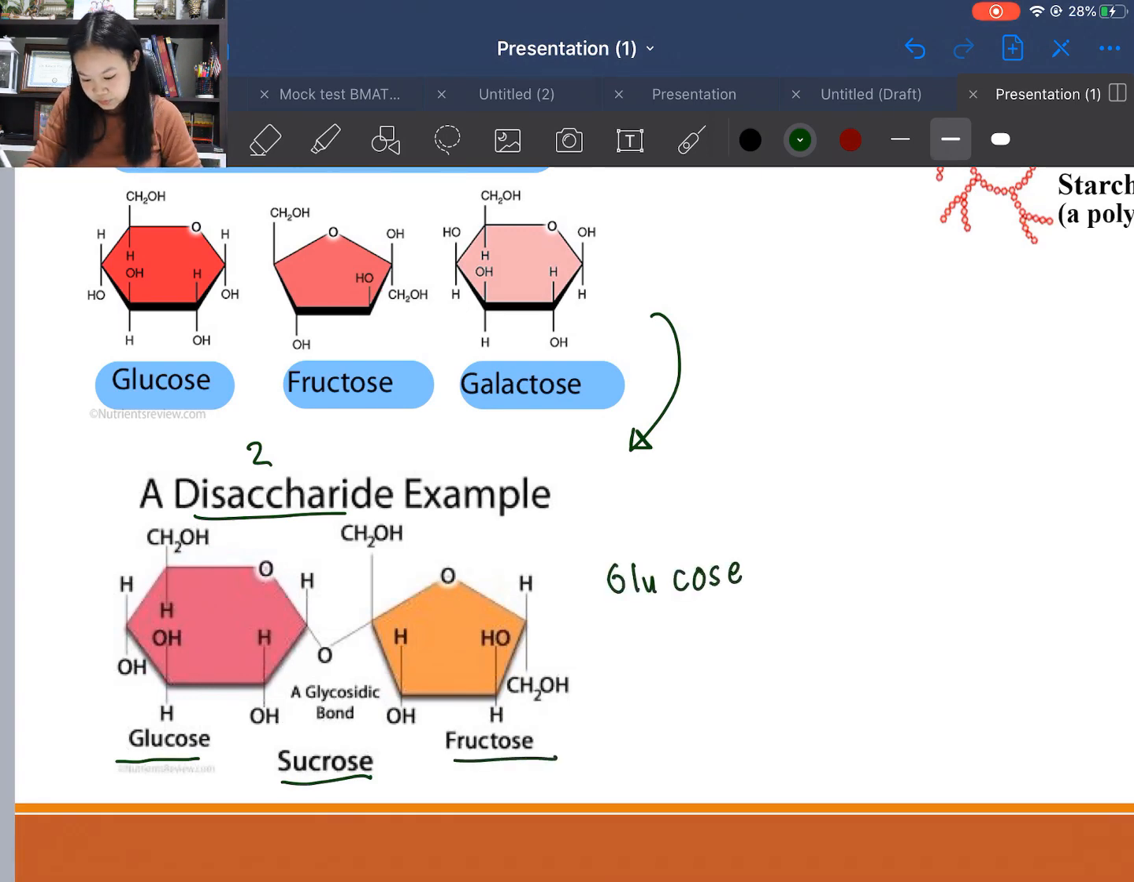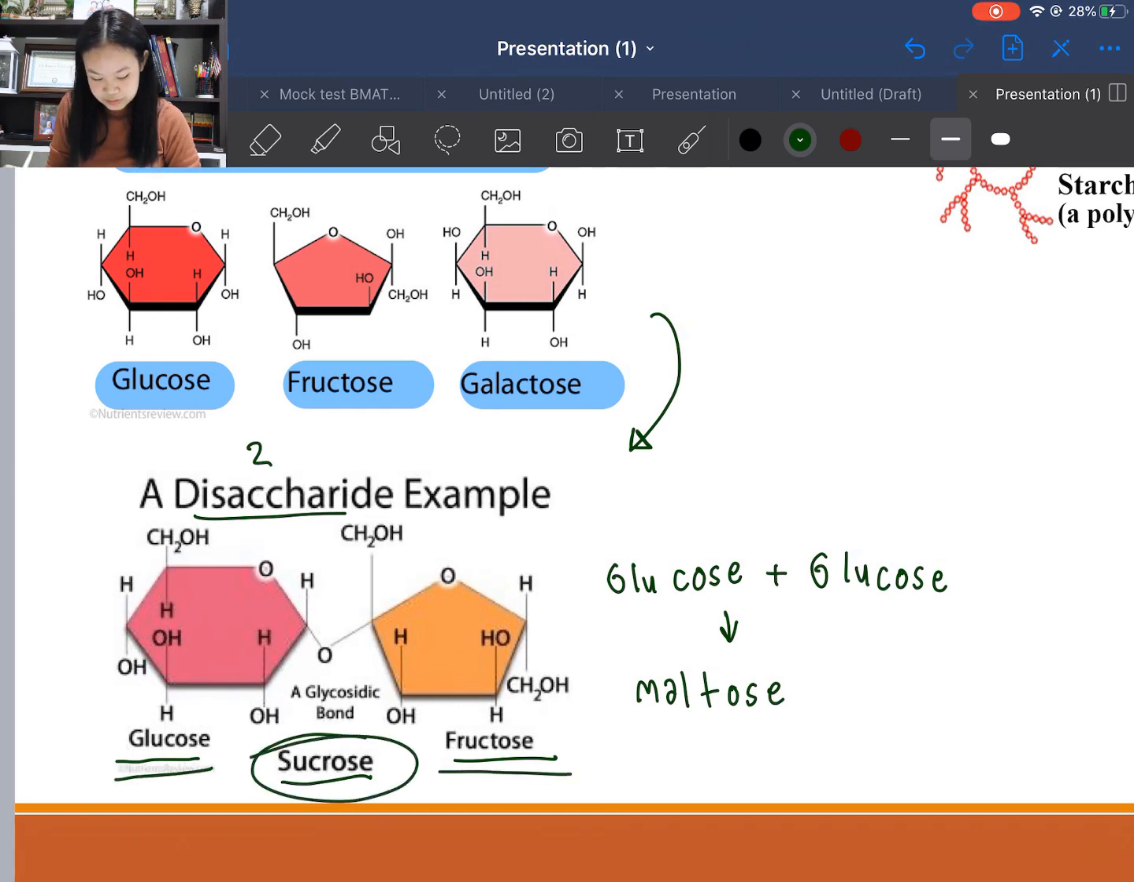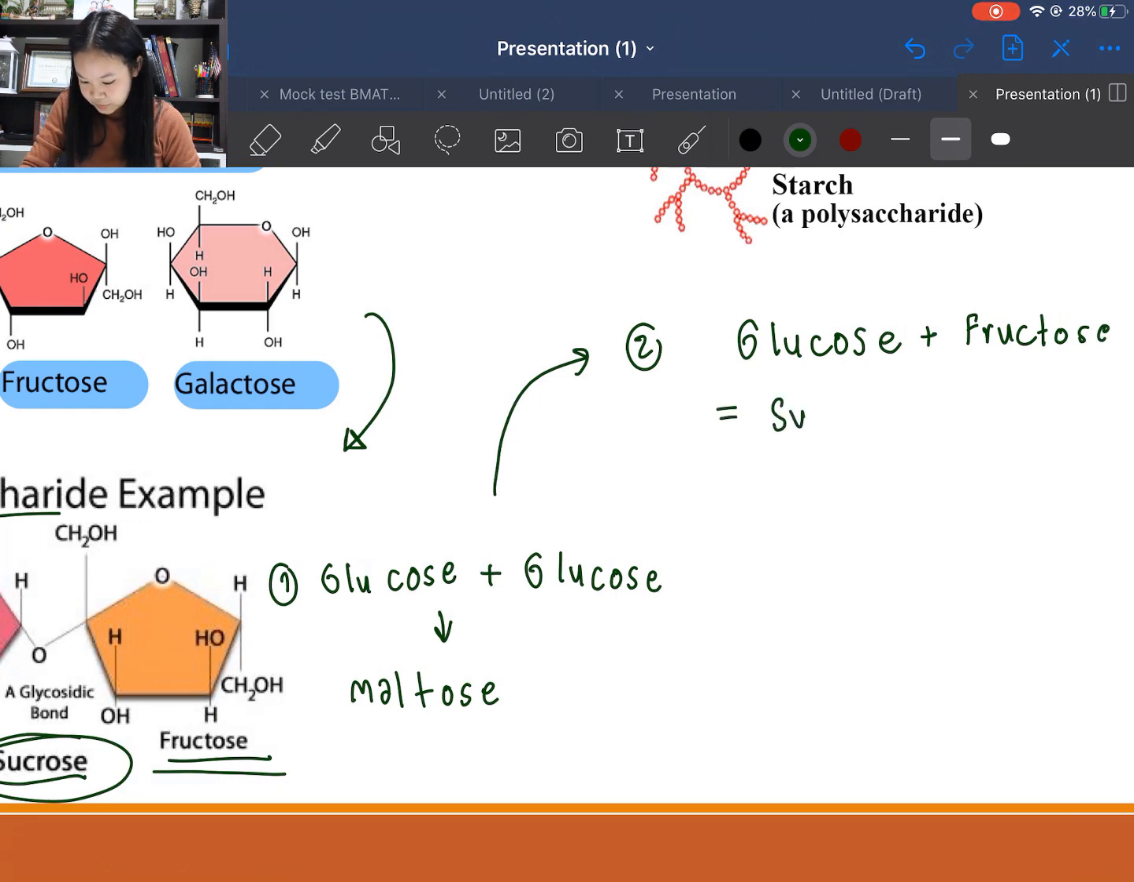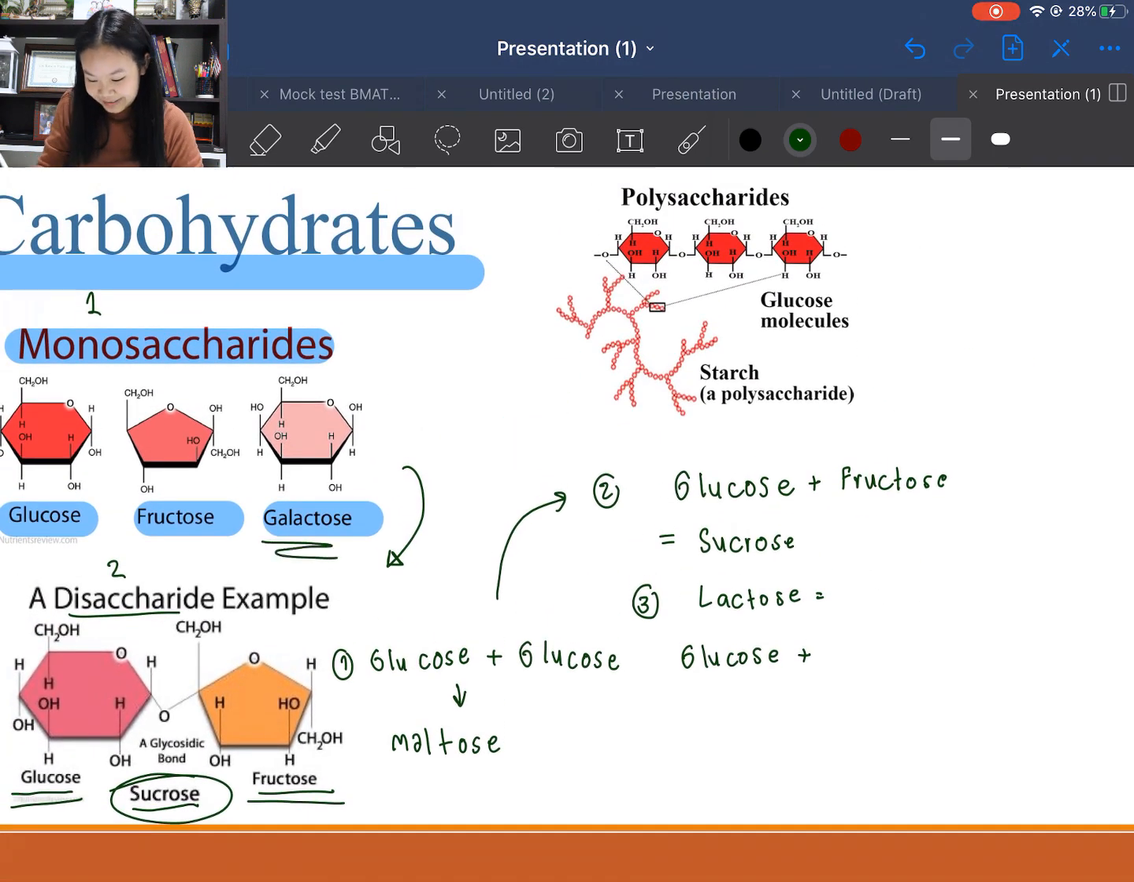Whenever we talk about glucose, we have to know that glucose plus glucose forms maltose. And as we see here, sucrose is from glucose plus fructose. So sucrose, I'm going to write it here. That's number one, that's number two. Glucose plus fructose forms sucrose. And our third one is lactose, which is from glucose plus our last one, galactose.